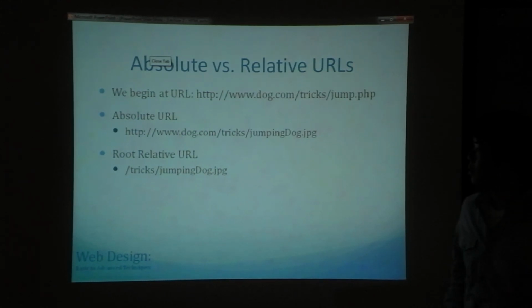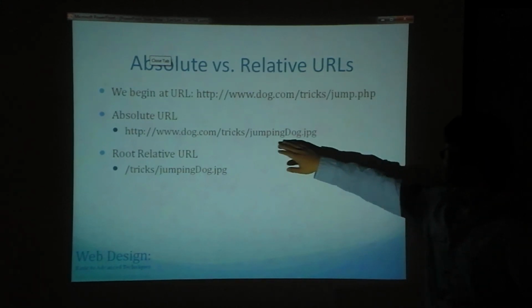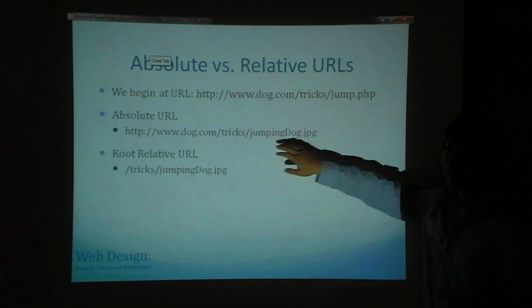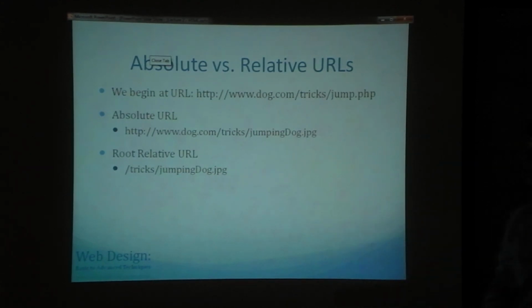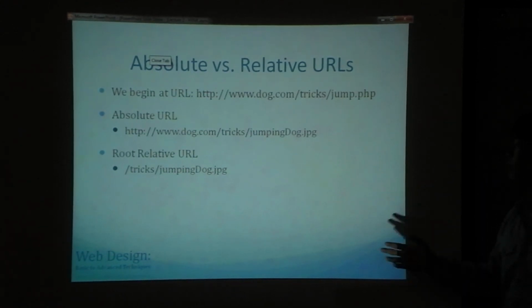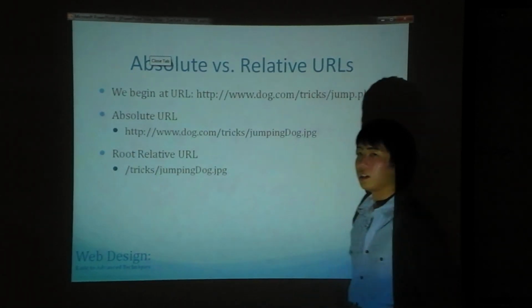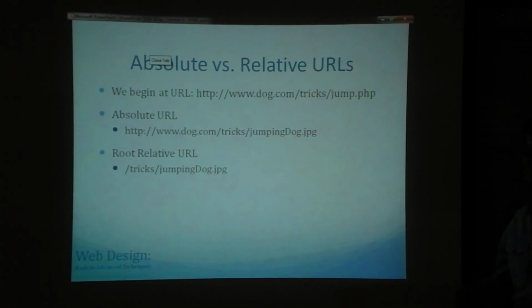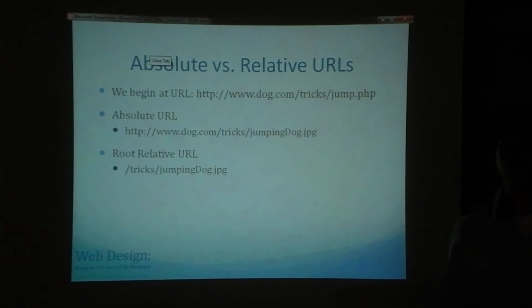One thing about relative URLs is if, for example, you had a PHP document or even an HTML document in this folder called tricks, in order to reference the image jumping dog within your HTML file, all you would have to do with the relative URL is just specify /jumpingdog.jpg. So it's basically relative to the current location of the file that was loaded. Is everyone okay with that, or do you want me to re-explain that?